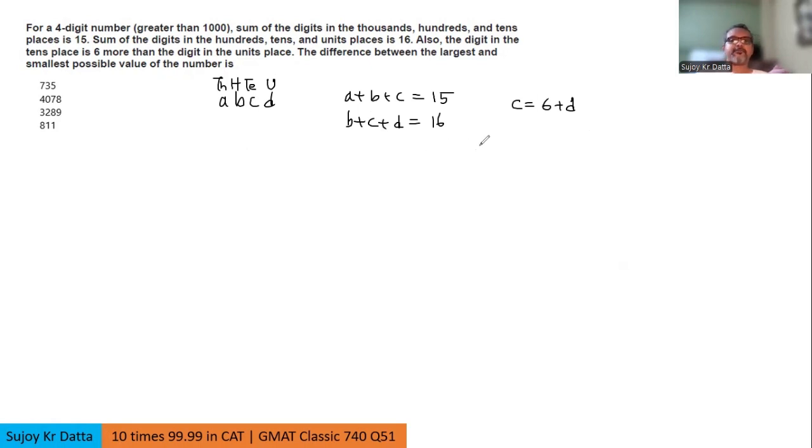So you have to figure out possible values of the number. Okay. So to find the largest value, we have to maximize A. And for the smallest number, obviously, we have to minimize A. So we have to figure out two different values of A from here. So first of all, we subtract these two. So BCD minus ABC. So that is D minus A is 1. So we get D equals A plus 1.